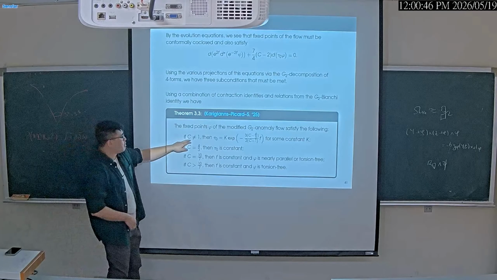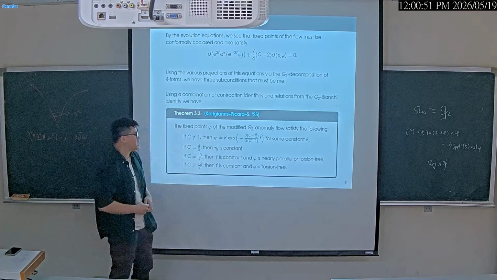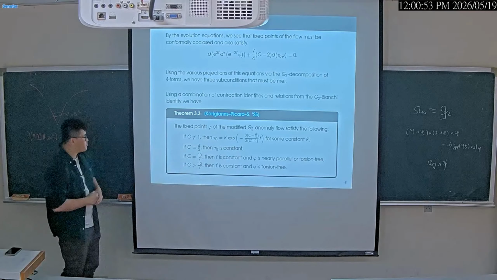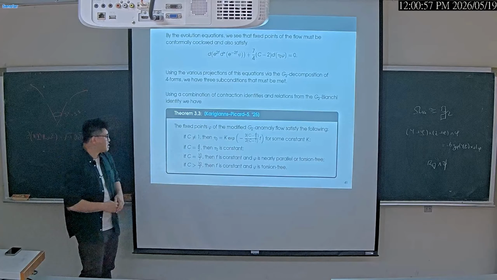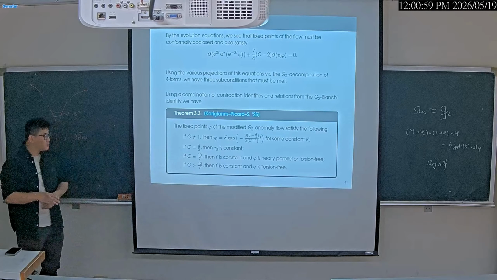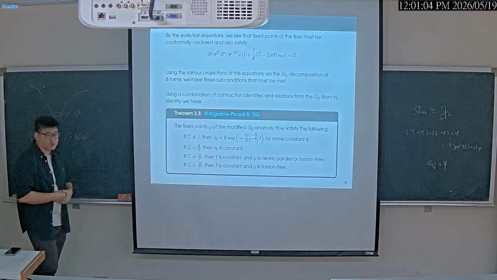But you can see that if c is not 1, then you can really determine tau naught by f exactly, up to some constant. If c is 4/3, then tau naught has to be constant, and then you have some special cases where c is 10/7 or greater, then phi has to be specifically nearly parallel or torsion free.